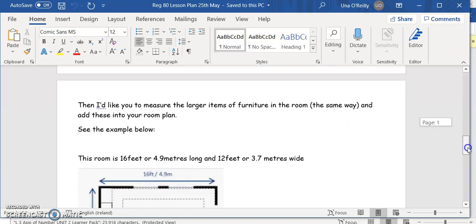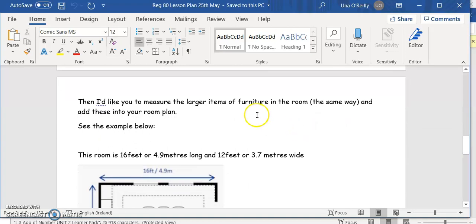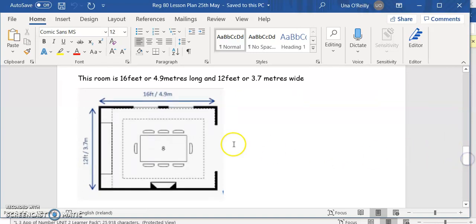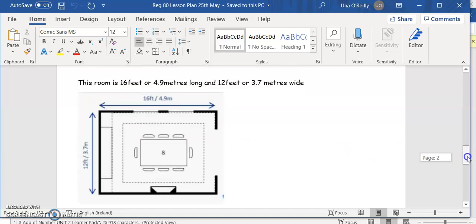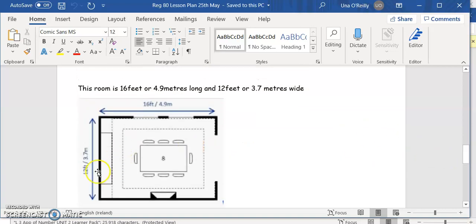Then I'd like you to measure the larger items of furniture in the room. Do it the same way, either with a measuring tape or with your feet, and add these into your room plan. So you're going to end up with something like this. This is a fairly simple dining room, and you can see the table and the 8 chairs are included there. But you'll need to know obviously the width and the length of the room, and the width and the length of the table, and the size of the chairs to draw that. So have a go with that and see how you get on. It doesn't have to be extremely accurate. Just have a try, see how you get on.